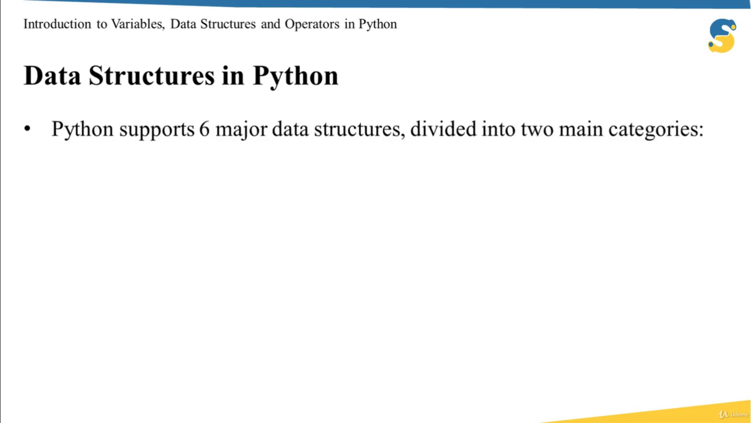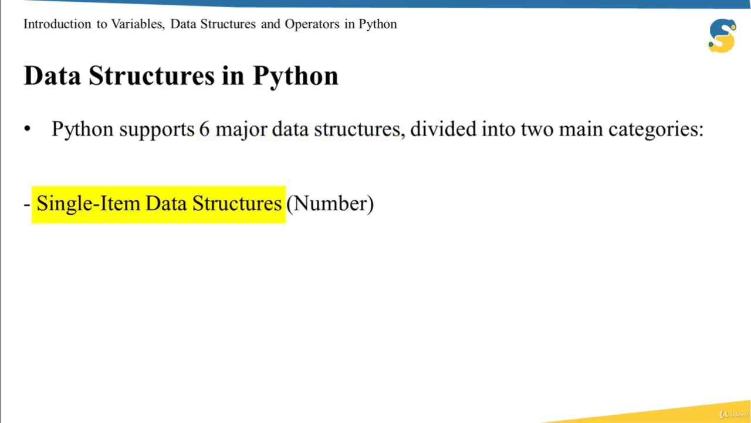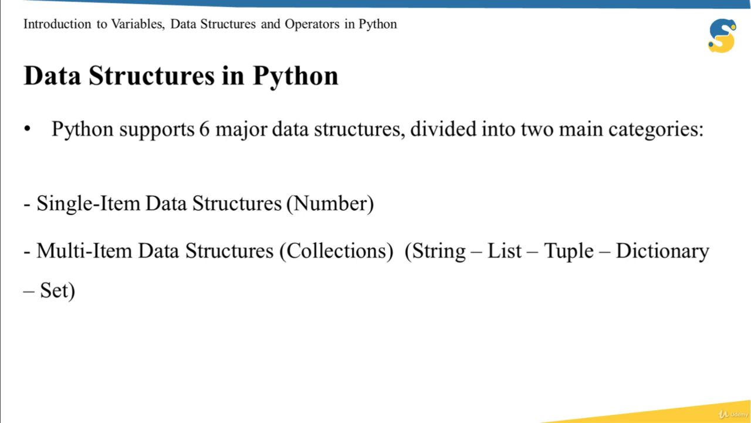Python mainly supports 6 major data structures divided into 2 main categories. Single item data structures. In other words, when I define a variable of this data structure, it should have only one item, like number. Or it could be multi-item data structures, collections, like string, list, tuple, dictionary, set. All of these data structures, as you will see in the future, have more than one item inside it.